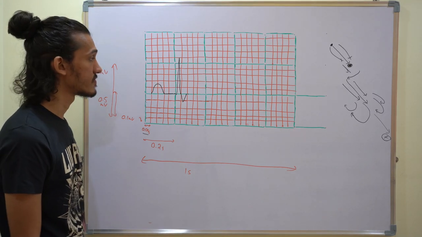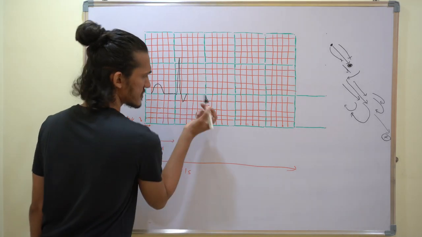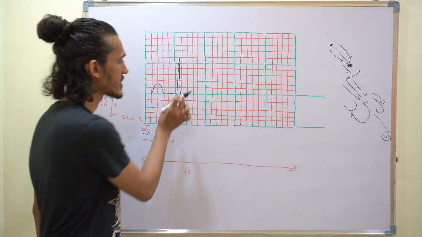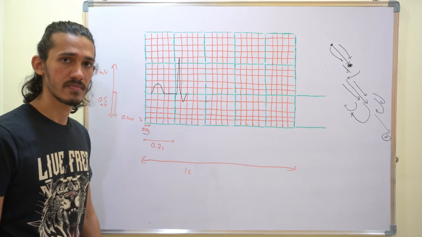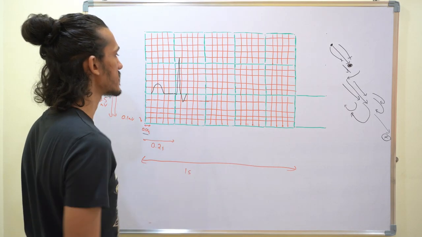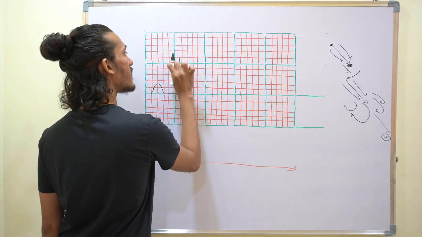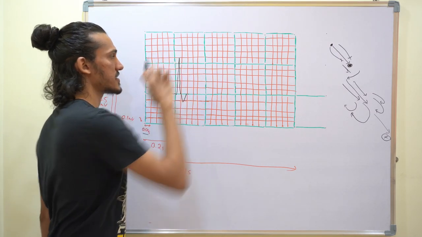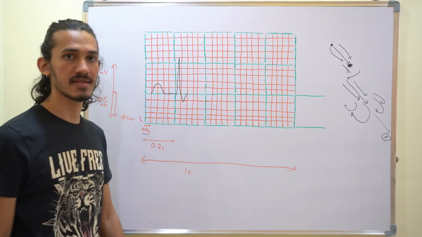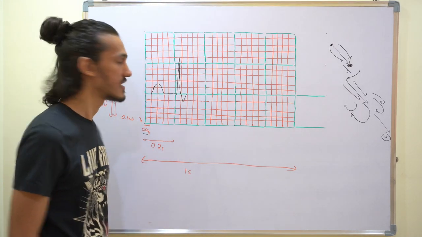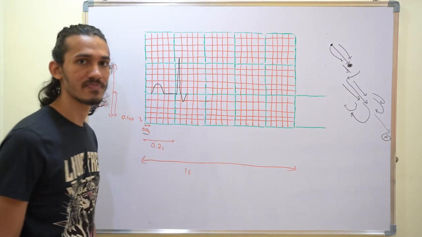You see that? So this whole thing in this example came to 2 divisions. Normally it can be 2 to 3 divisions. If you look at the amplitude of this, you see 1, 2, 3, 4, 5, 6, so the R wave is 0.6. But that is not the only thing. There is a negative wave here as well, that comes to around 0.1.